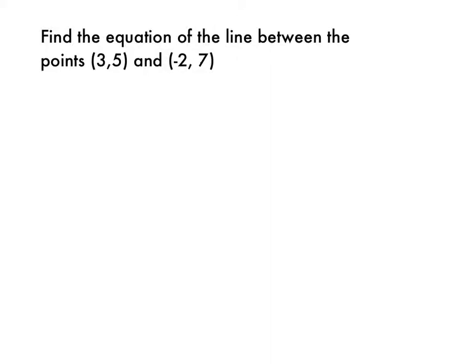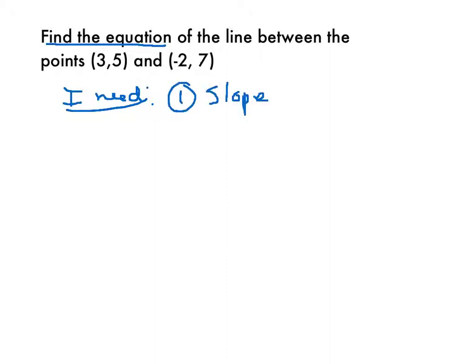In this problem, we're asked to find the equation of the line between the points (3, 5) and (-2, 7). And once again, we have an example that asks us to find the equation. As soon as you see those words, find the equation, you need to write what I need. And what are the two things that you need in order to find an equation? Well, you need a slope and you need a point.